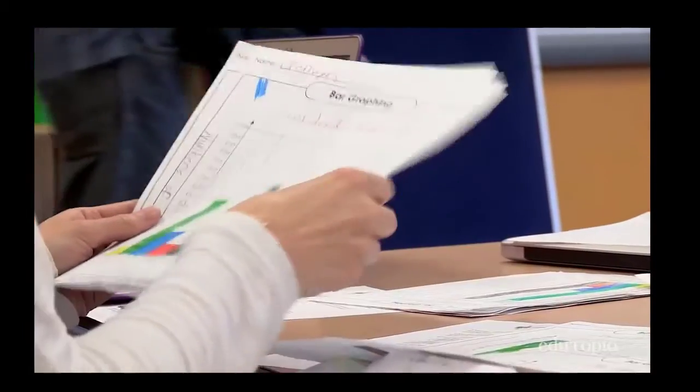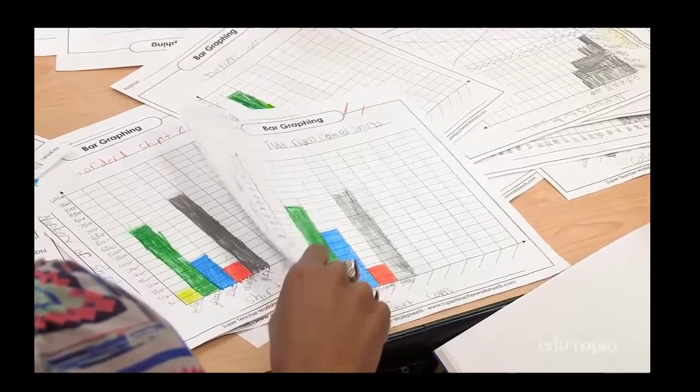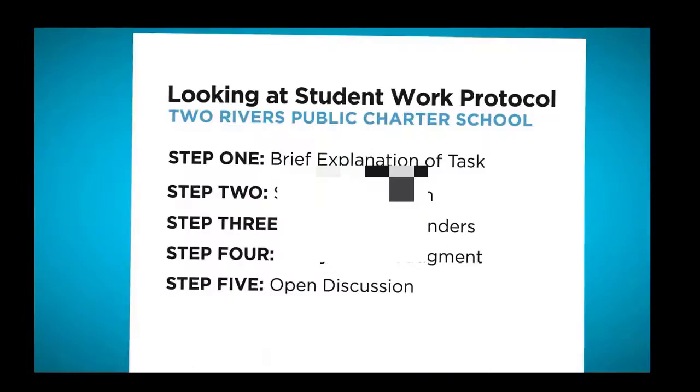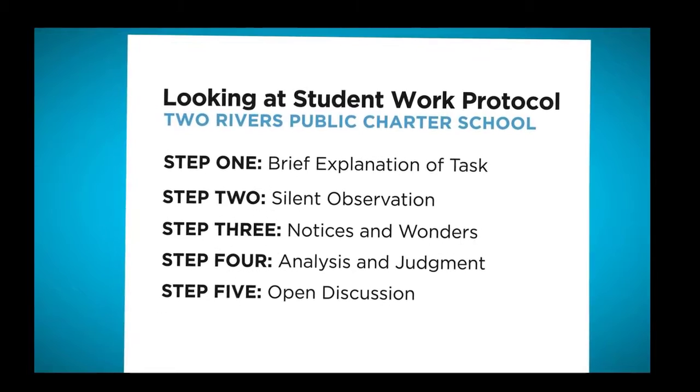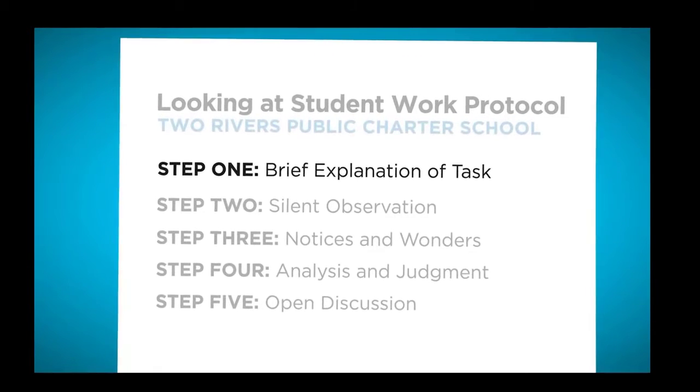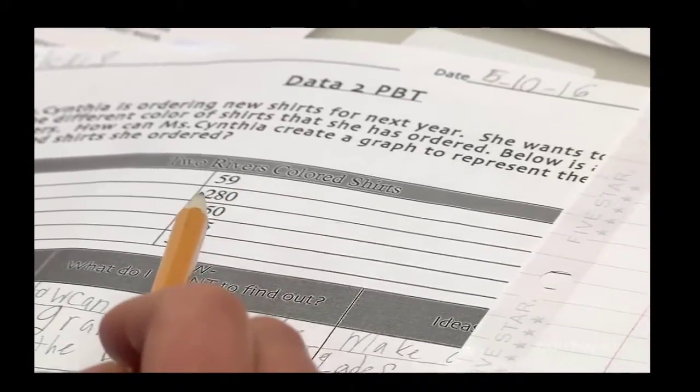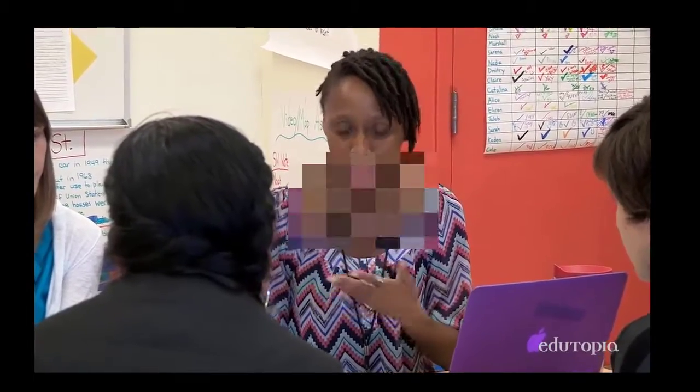Taryn today brought a set of student work. The group of teachers and I took a look at that work to give her some insights into what her kids really understand around this technical skill of creating a graph. So the task that they have was Miss Cynthia is ordering new shirts for next year. The protocol starts where I give a very short introduction to what the work is. How can Miss Cynthia create a graph to represent the data about the different colored shirts she ordered? And what you'll see is the chart with the different colored shirts, and there's different numbers, so it was differentiated.